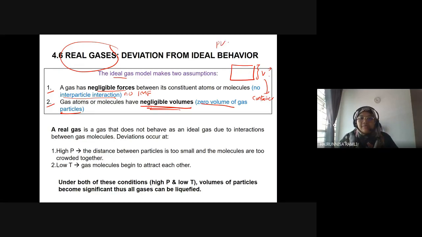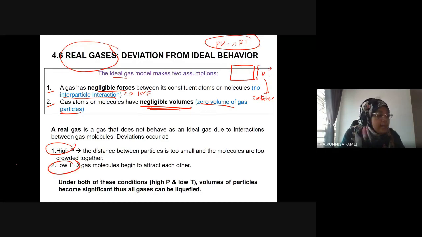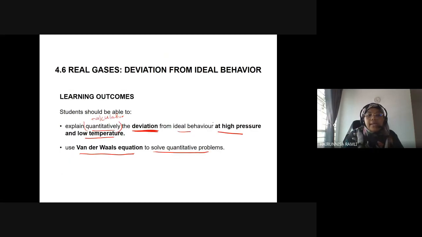Maka datanglah PV equals to NRT, equation for ideal gas. But if you face two conditions, okay, apa yang menyebabkan tiba-tiba dia tak jadi ideal? Maksudnya ada dua conditions that you need to take care when it undergoes high pressure and low temperature, okay, the gas is no longer ideal gas. Okay, so a real gas here does not behave as an ideal gas due to this deviation occurs at high pressure and low temperature. Okay, saya repeat balik eh, high pressure and low temperature. So that's why dekat sini learning account ni ada mention about this one, high pressure and low temperature.